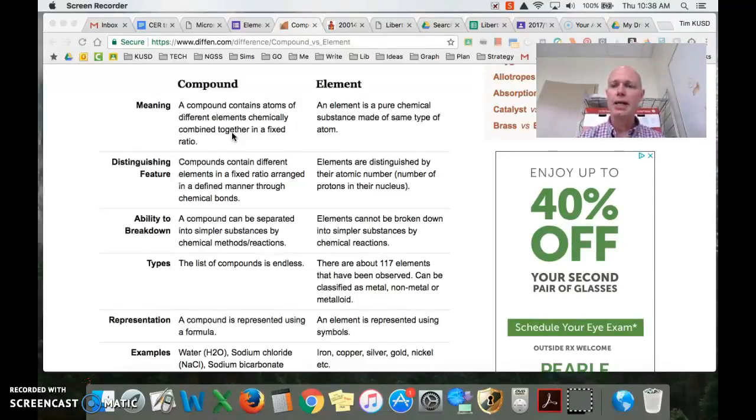But here's a key similarity here. The key similarity is both compounds and elements are pure. If you have pure water, it's water and nothing else. If you have pure gold, it's gold and nothing else. Water is a compound and gold is an element, yet they are both pure.